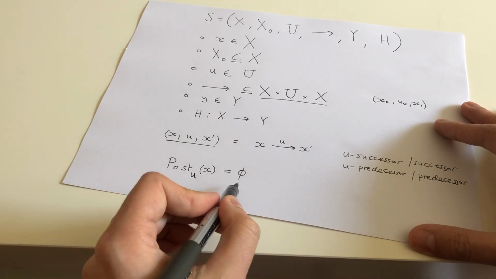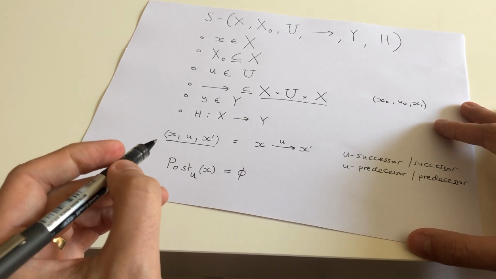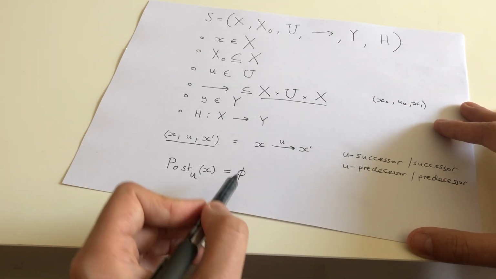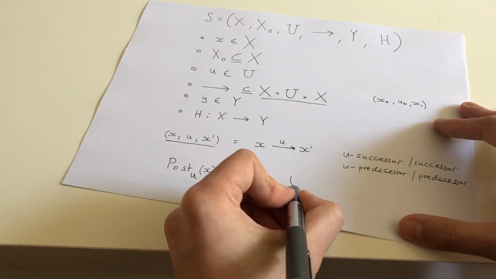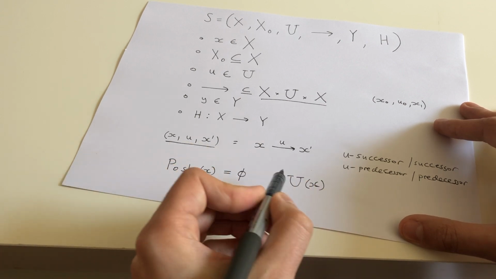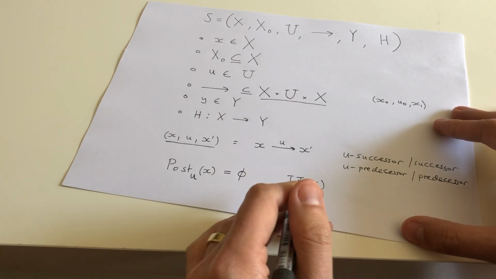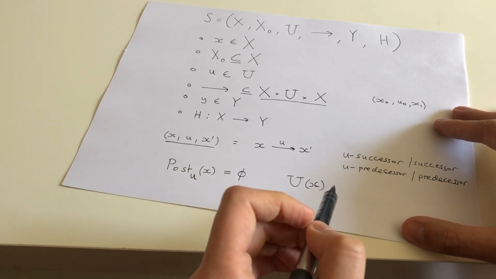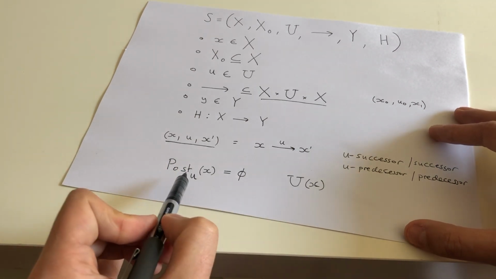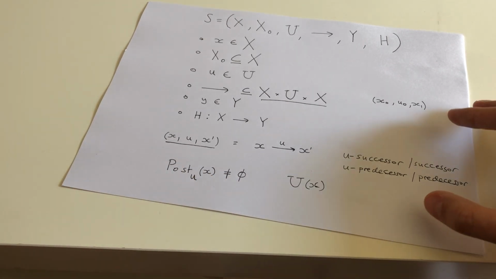So in this case, if we want to know which inputs provide us with successor states, then we also have another function, u of x, and we use u of x to denote any inputs which, when applied to x, will have successor states. And so this is where post of x would be non-empty. So I'll use not equal.